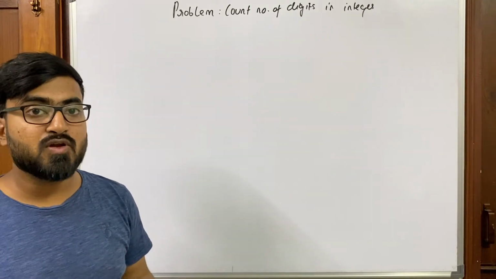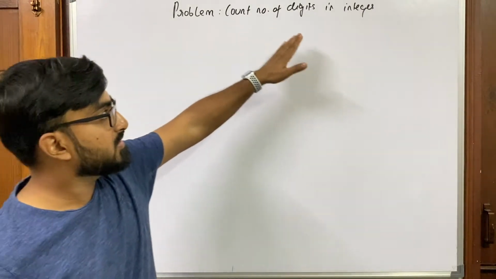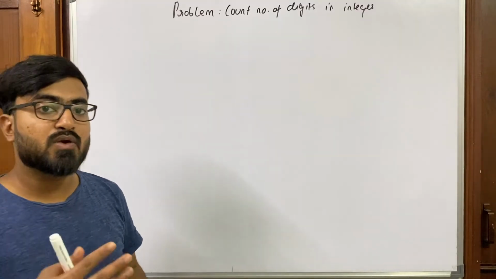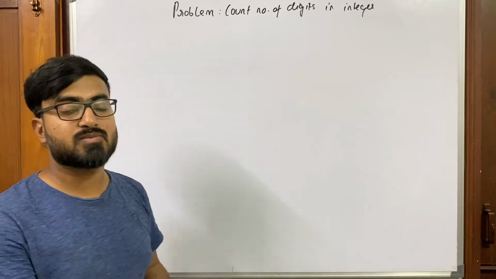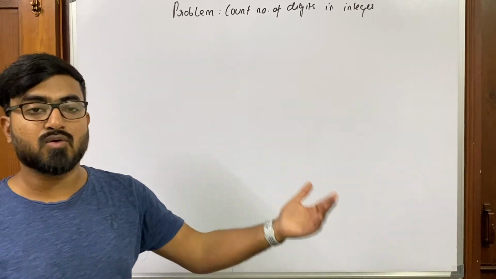So in this video we look at the problem of counting the number of digits in an integer. First we are going to see how we are going to solve this problem. We look at the approach and the steps to solve this problem, and then we are going to take a look at the code, right?